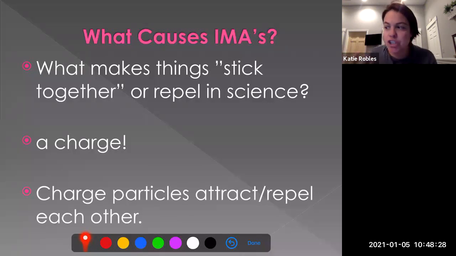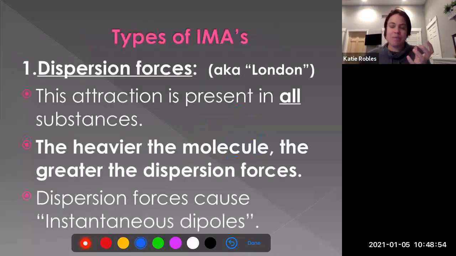There are charged particles in chemistry that attract and repel each other. Now, we've already talked about some charged particles, right? Reminder here, there's a nucleus. It's positive. It's surrounded by electrons. They're negative. So we've already got the conversation started about the charged particles. Now we're going to talk about what happens when you get a lot of them together, because chemistry does not happen one atom at a time.